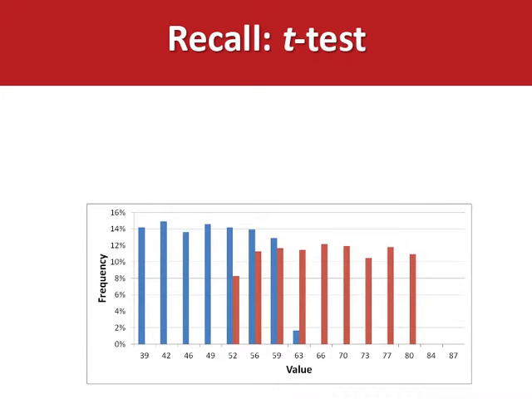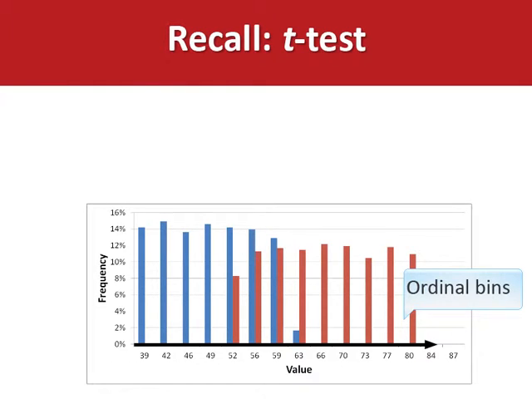Recall that in a t-test, we start off with two samples. And what we can do is create a histogram of the two samples, in this case, red and blue. Along the vertical axis of the histogram, we show the frequency with which the data falls within these little bins or categories. The underlying data, however, is continuous.